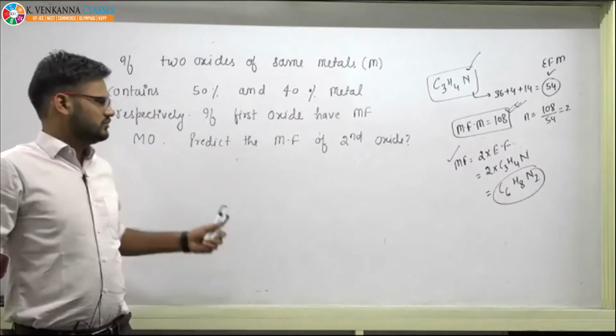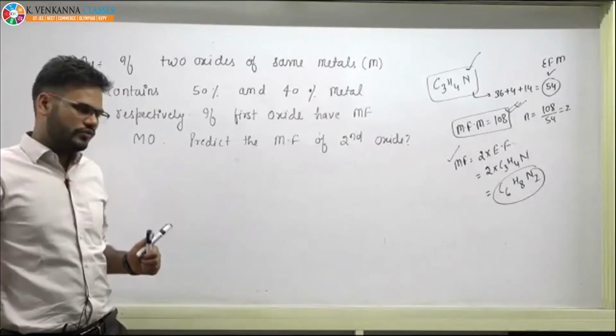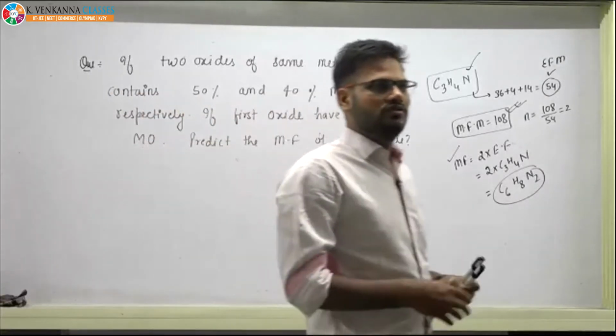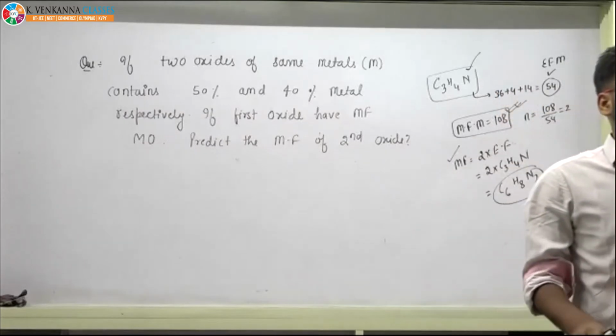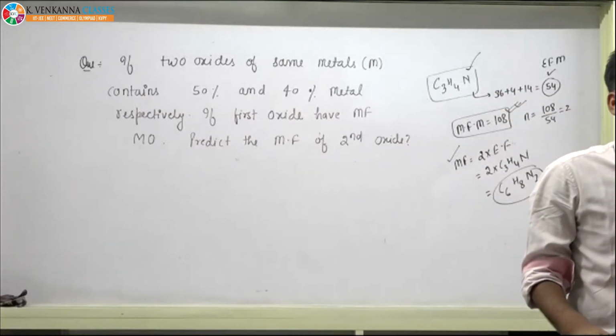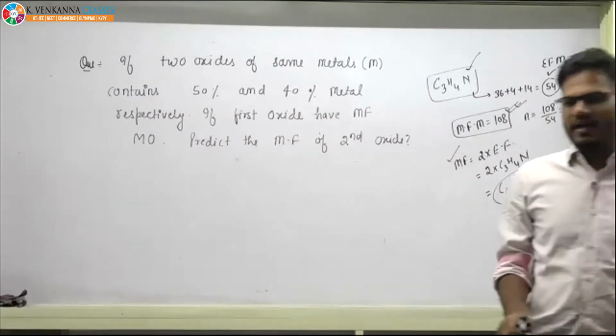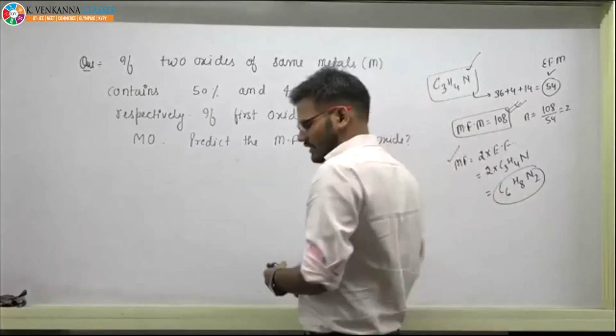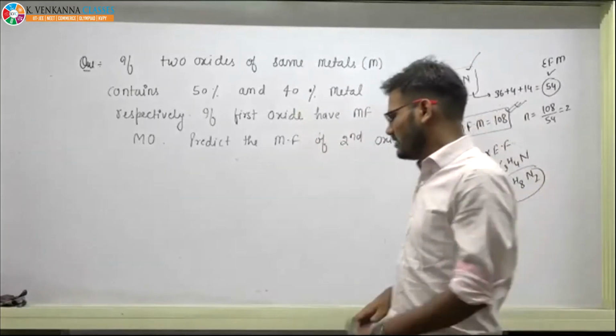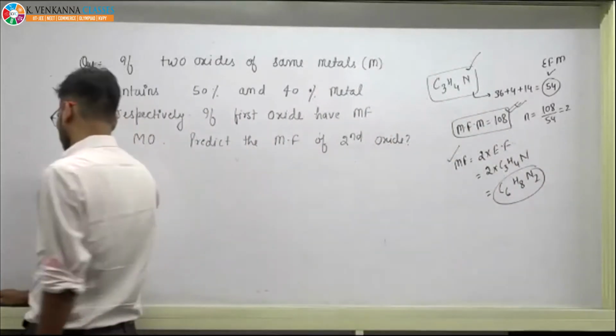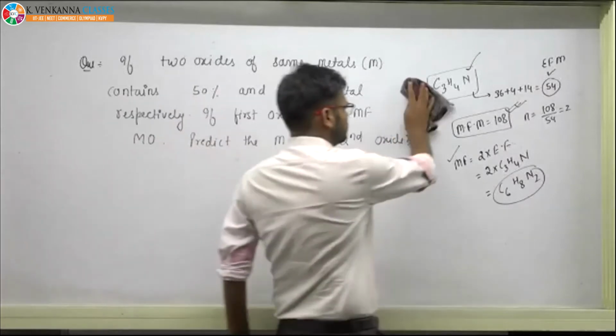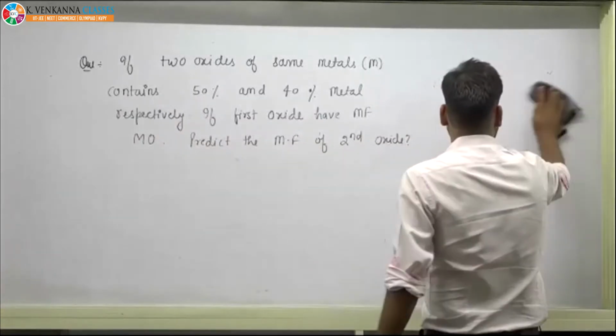Shall I solve it? I want a response from your side, beta. Shall I solve it? Anjali, Aviram, Arpit. Okay, so you all have given up. See, you have to follow the simple procedure and use your common sense, right? Common sense is required, beta.